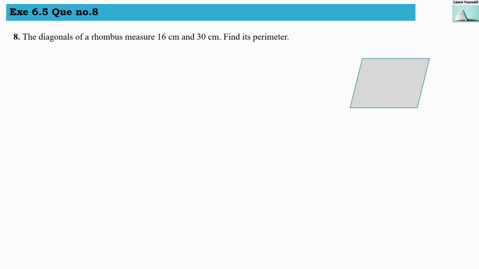Exercise 6.5, question number 8. The diagonals of a rhombus measure 16 centimeter and 30 centimeter. Find the perimeter. So we have to find out the measure of the side of this rhombus, and we know that all sides are equal in a rhombus. Let us give the name A, B, C and D to this rhombus. We are drawing the diagonals here, and one of the diagonals measures 16 centimeter and the other is 30 centimeter.